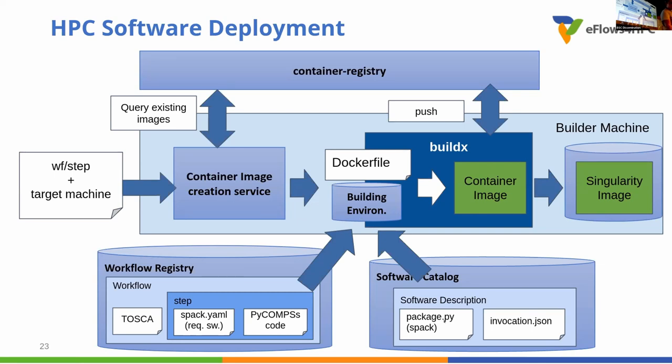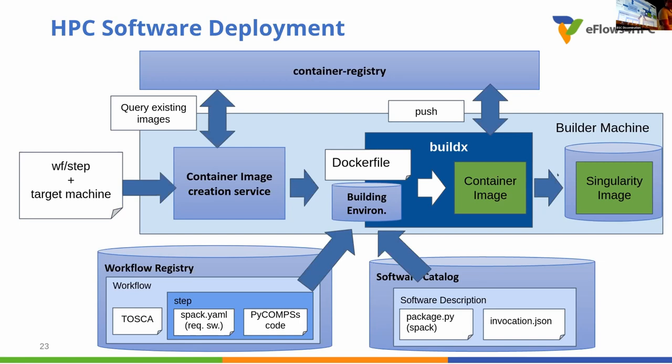And from the software catalog, we are getting the part that describes the software installation. In this case, we are using Spack. We have the Spack YAML that specifies the different software resource requirements, and the package.py is the description of each software and how we install it. And with this, once we have the container image, we push it to the container registry to have an image that can be reused by other users.